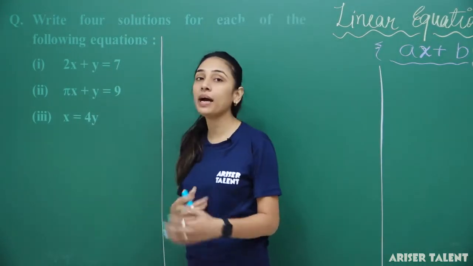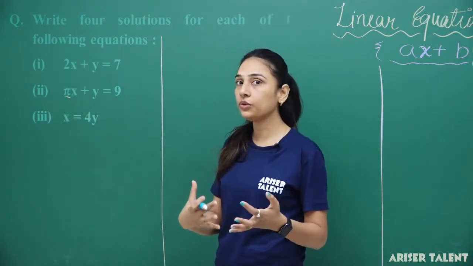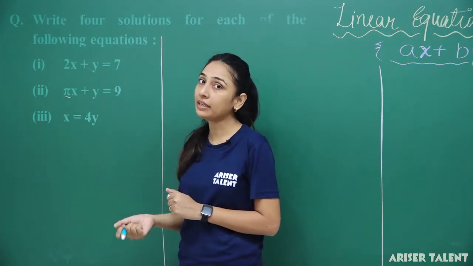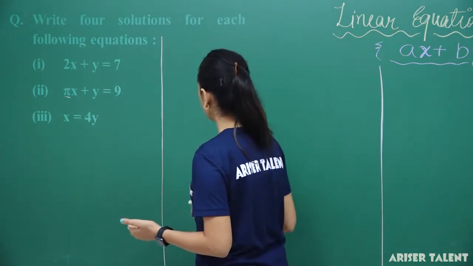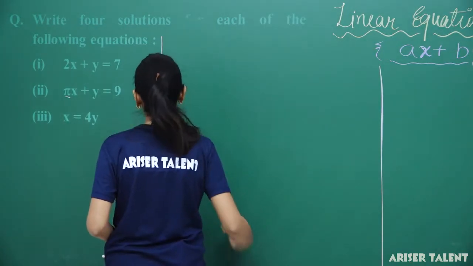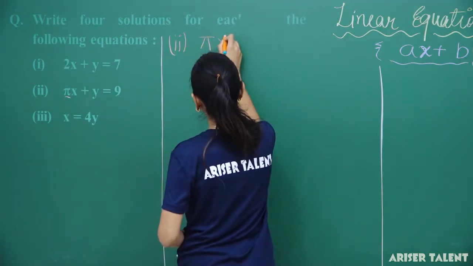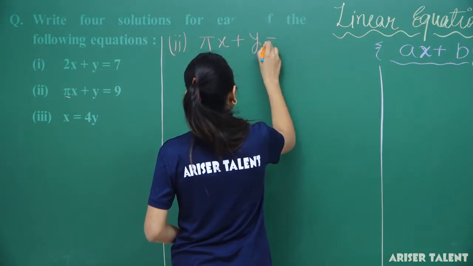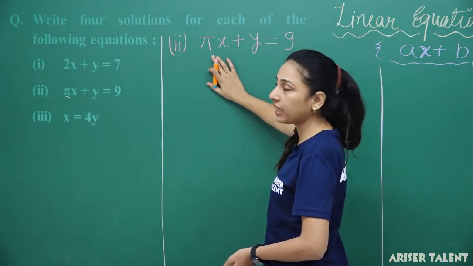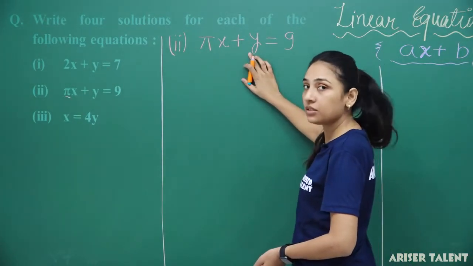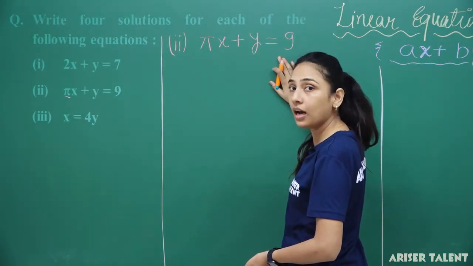The second equation is pi x plus y equals to 9. There is no new thing in pi here, no need to worry, it's just another constant. So, you just have to take it as a constant, okay students. Now, the given equation is pi x plus y equals to 9. Here a is not equals to 0, and b is not equals to 0, and a, b and c are real numbers.